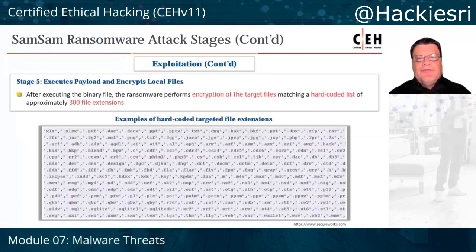SamSam ransomware stages continued. Exploitation continued. Stage 5, executes payload and encrypts local files. After executing the binary file, the ransomware deploys encryption of the target files, matching a hard-coded list of approximately 300 file extensions. You can take a look at the examples of hard-coded targeted file extensions on the lower caption. I'm not sure if that's all 300, but that certainly is a good enumeration thereof.